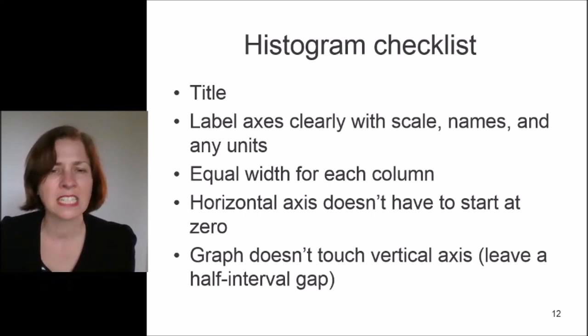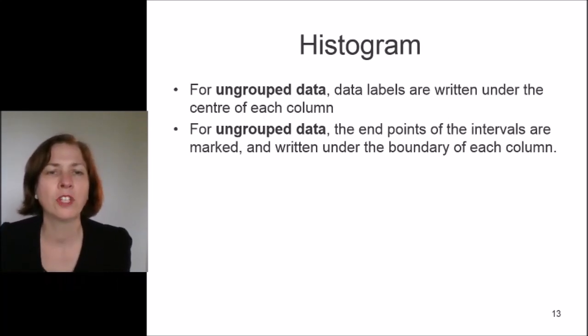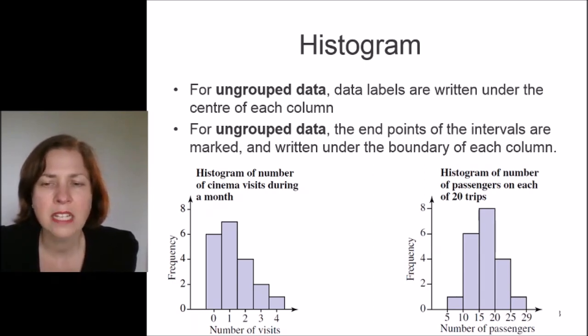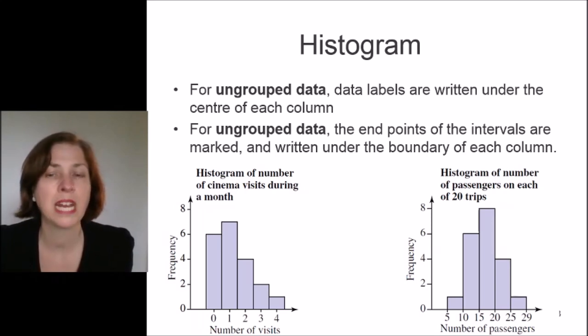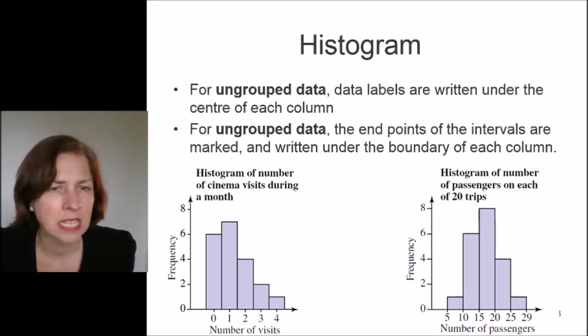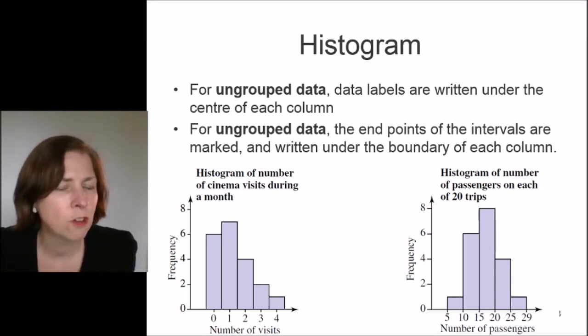Also, the graph doesn't touch the vertical axis. I need to leave approximately a half interval gap. So let's have a look at how that looks. You can see there that on the right, or in fact for both of them, I've left a gap in between the y-axis and the histogram. And notice where 0 is on the histogram on the left. It's right underneath the first column.